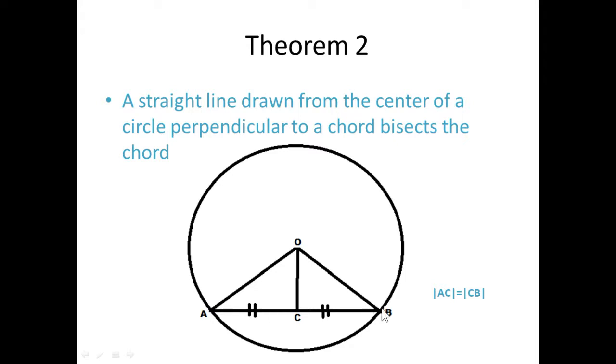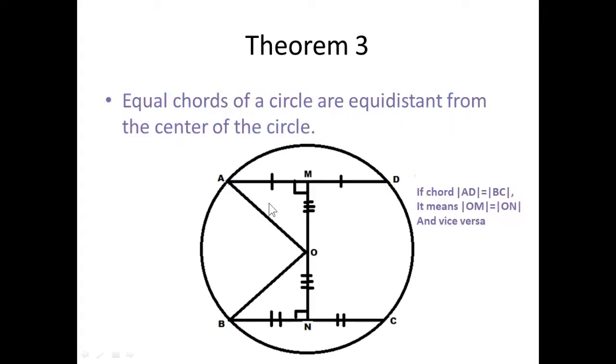That's the second theorem. Also, the third theorem says that equal chords of a circle are equidistant from the center of the circle. That is, when you have two chords in a circle and they are equal in length, that is, chord AD is equal to chord BC, that means they will have equal distance from the center of the circle. The center of the circle is O. That means the distance OM is going to be equal to the distance ON.